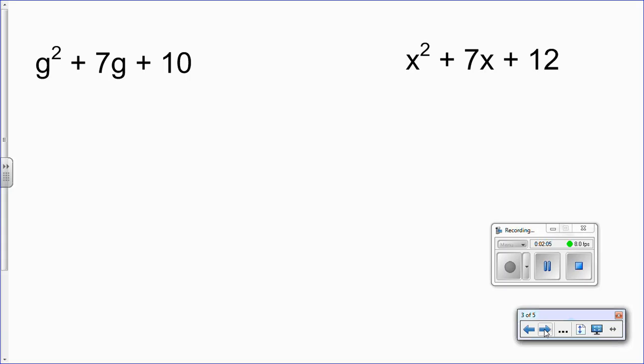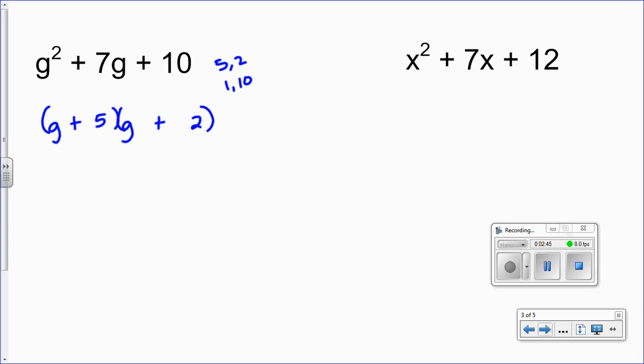g squared plus 7g plus 10. I want to factor that to two binomials. So I know to get g squared, I need g and g. And then I need to have my last two numbers multiply to be positive 10. So 5 and 2, or 1 and 10. And they both are going to be positive or both be negative. When I add my outer and inner together, I want it to equal 7. So I think that's going to be 5 and 2. And I need two positives.